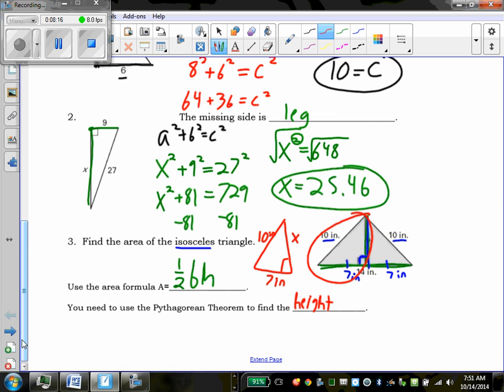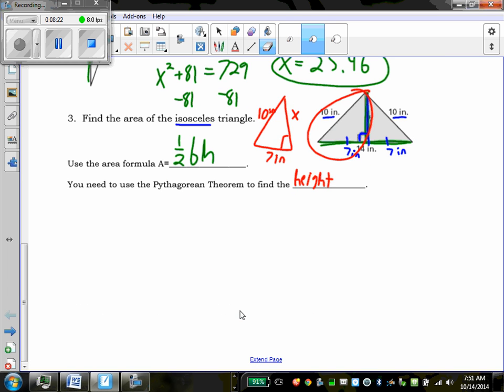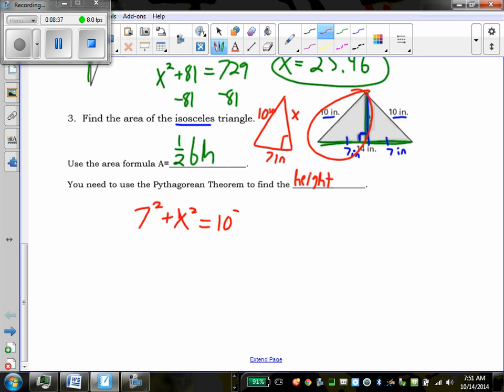So let's do just that. Let me extend the page a little bit. Okay. So in that triangle, we are missing the height, one of the legs. So we're going to set up 7 squared. That's one of the legs, plus x squared, our missing leg, equals 10 squared. 49 plus x squared equals 100.